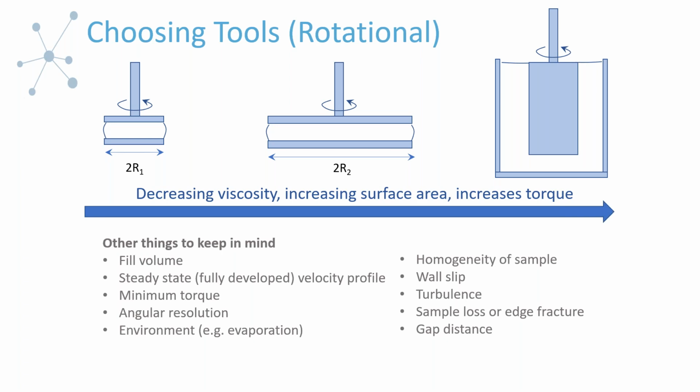We've talked about turbulence causing artifacts. Once you go to very high rates in these types of instruments, you can have sample loss, or depending on the exact nature of your sample, you can have edge fracture. And then also the gap distance. Some people try to operate at very narrow gaps to bump up the shear rate that they can achieve, but that can be difficult because there's a specification on how parallel the tools are. If you're operating in a gap that's acceptable, then this off-parallel nature won't be a problem. But as you narrow the gap more and more, then this can be an influence on the measurement.